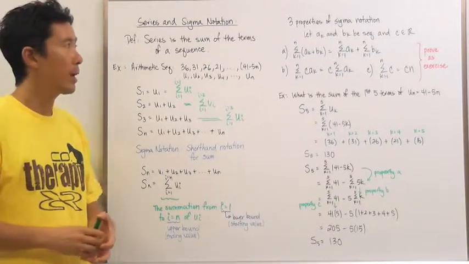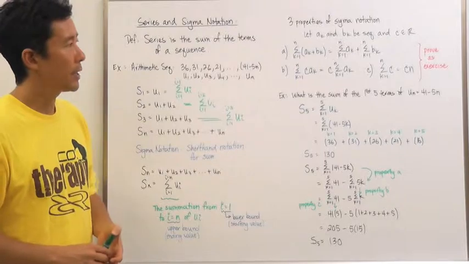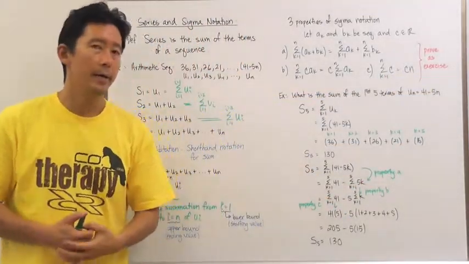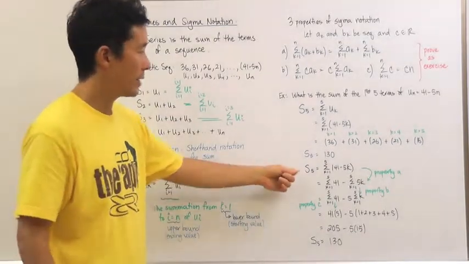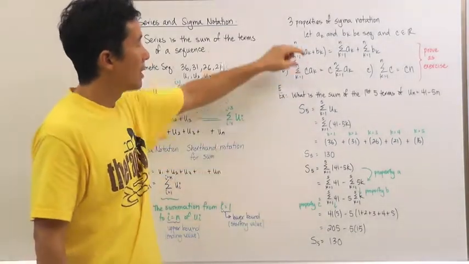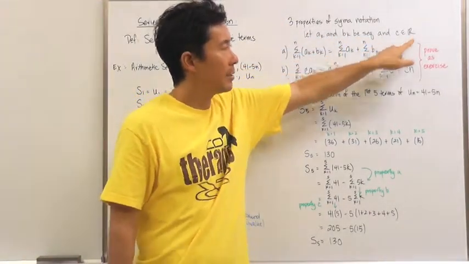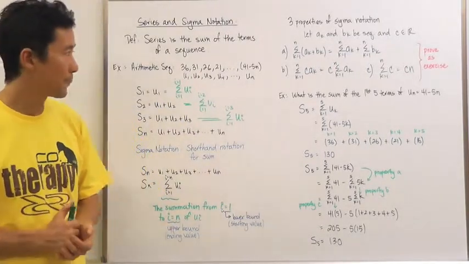We also have 3 properties of sigma notation that we want to use if we can, and we'll prove these as exercises, but for right now, let's take a look at how we can apply those to evaluate, for example, a series. So let A sub k and B sub k be sequences, and C be an element of R. In other words, C is just going to be any number that we want it to be.